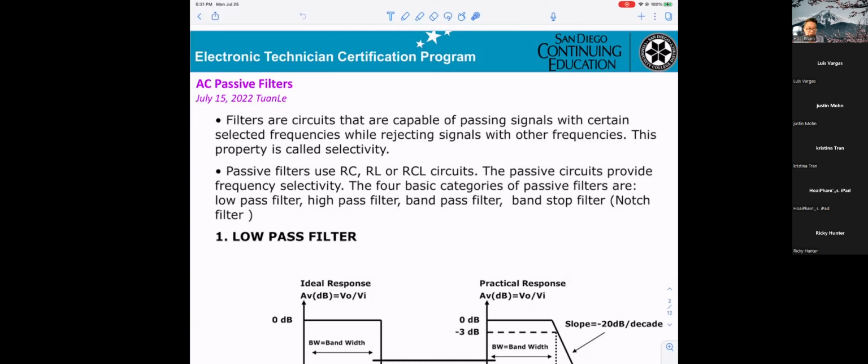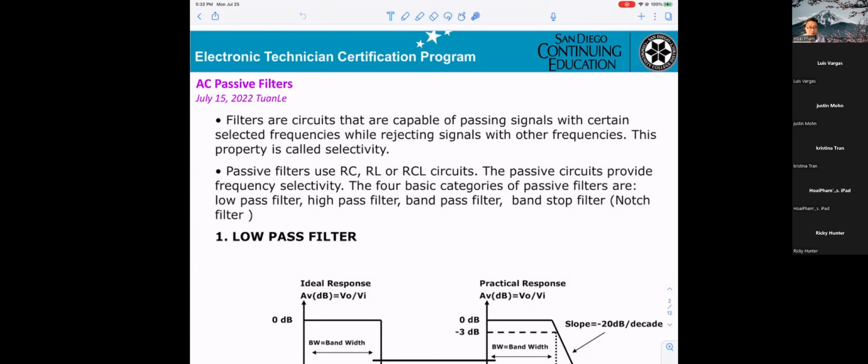Passive filters use RLC, RCL circuitry. And also you get the active filter, which uses an op amp and RC. The reason they say active is that the op amp needs a power supply. Either passive or active, they work the same. In electronics, you will learn active filters. In AC circuitry, we will be learning passive filters.